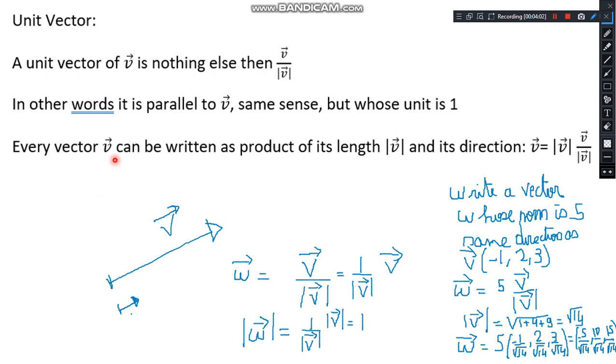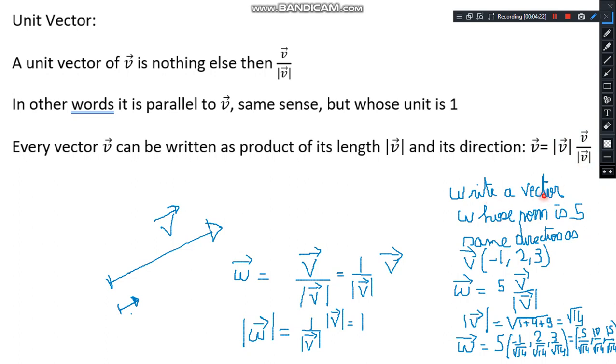So every vector V can be written as the product of its length, which is norm V, times its direction. When we say direction, it means times the unit vector. So here norm V and norm V cancel out, so vector V equals vector V. So we say it is the product of its norm and its direction.